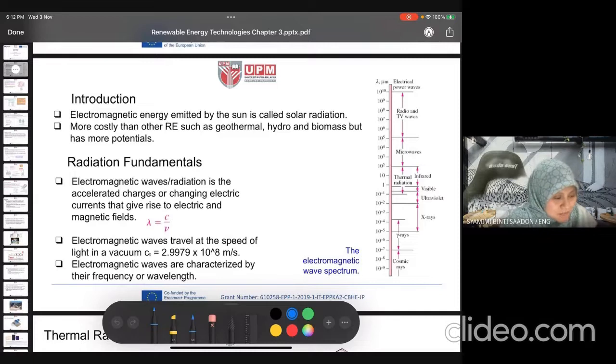Radiation fundamentals. These are the electromagnetic waves, with wavelength lambda, which is how we characterize and measure them. They are characterized by the speed of light, c, which is around 3 times 10 to the power of 8 meters per second, the speed of light in a vacuum. I think you already know the parameter.